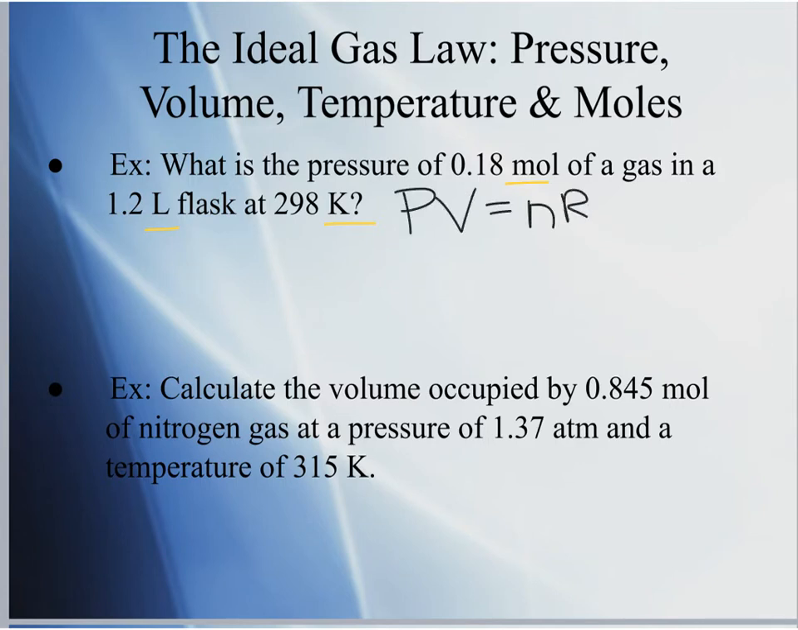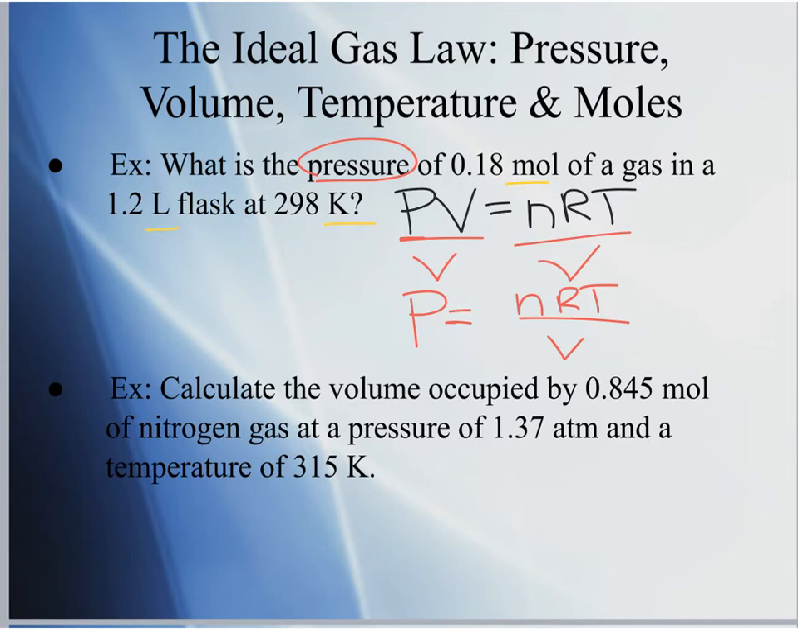PV equals nRT, right? We are being asked to find pressure, so we need to solve for pressure. First, let's divide both sides by V. So pressure is going to equal nRT divided by V. We'll put in all of our values for n, R, T, and V, and then solve.